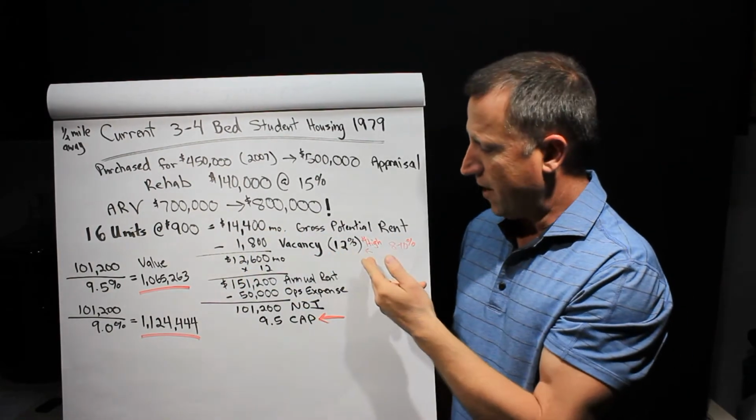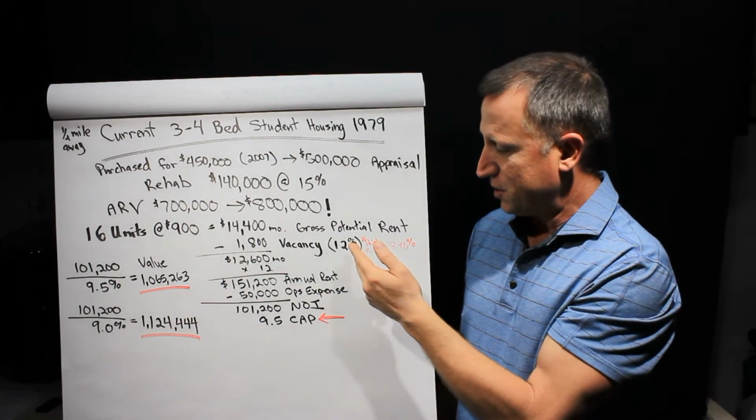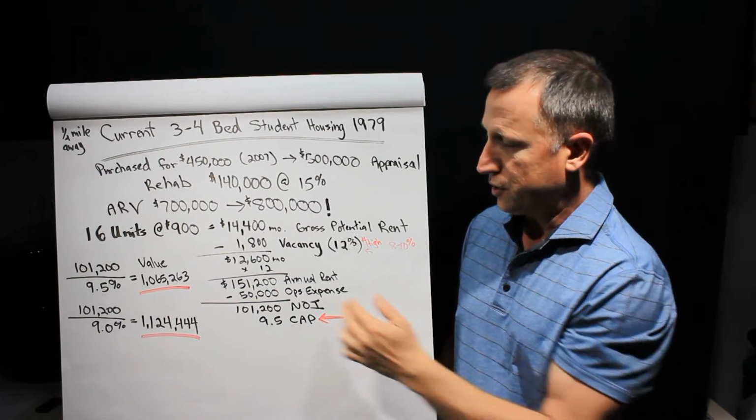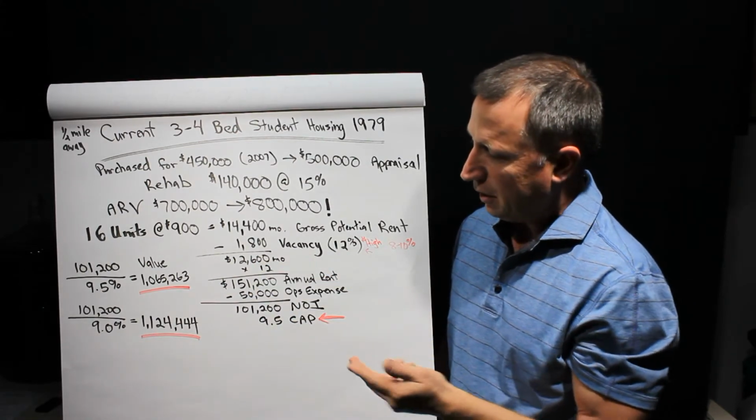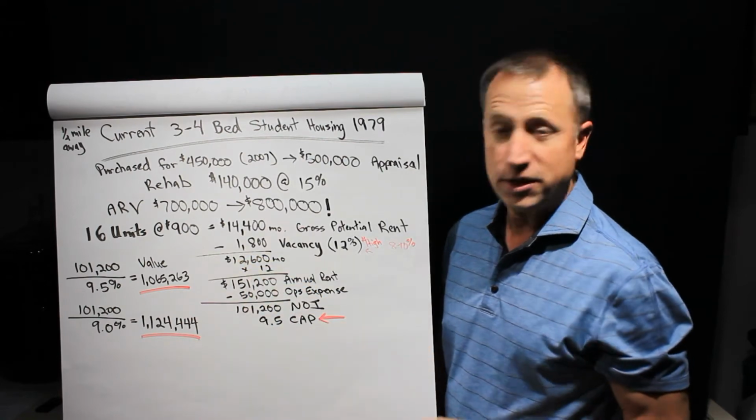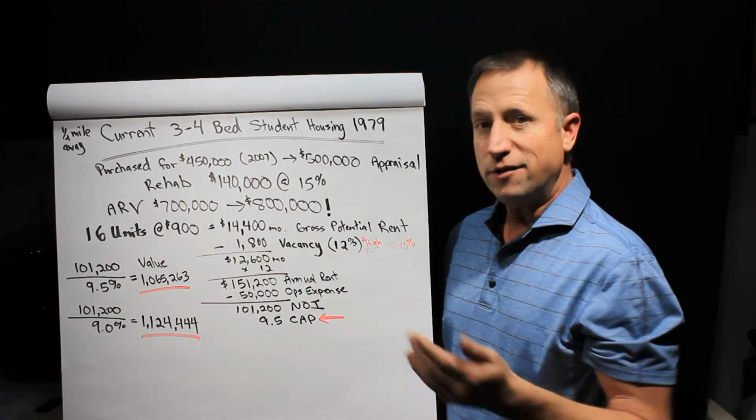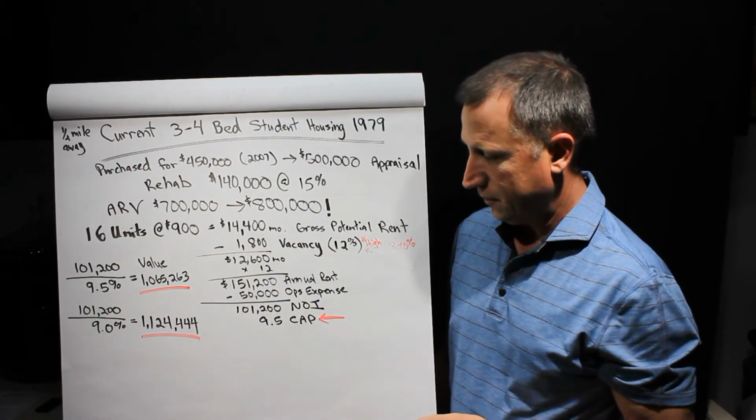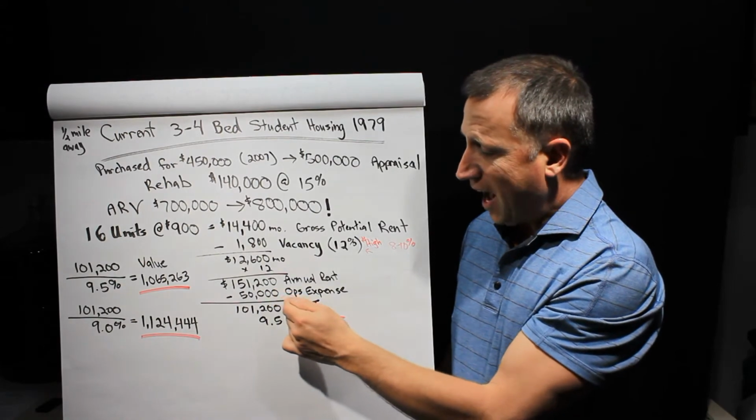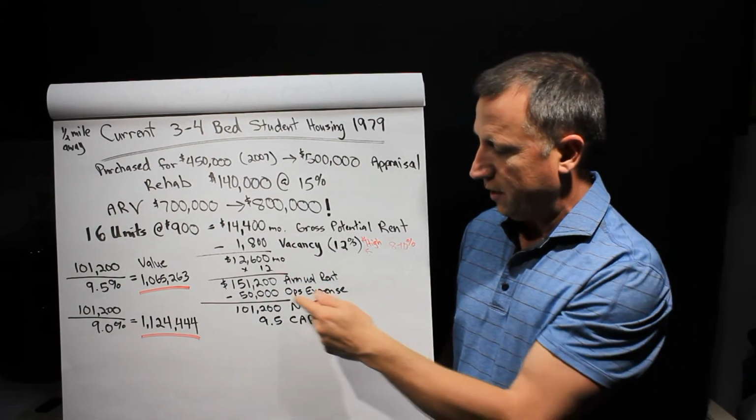Now we have to throw in some vacancy because we're not full all the time, but the vacancy rate's only 12%, which would be 2 units. So we subtract out $1,800, and we have a pretty stabilized rent of $12,600 a month. We're going to multiply that by 12 to get an annual rent of $151,000.